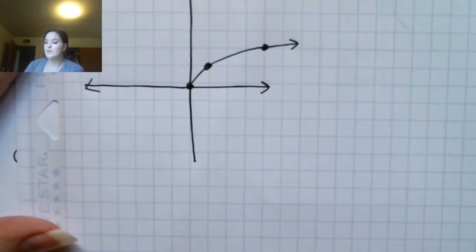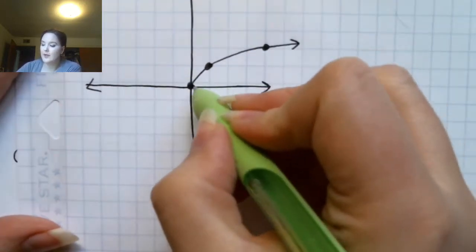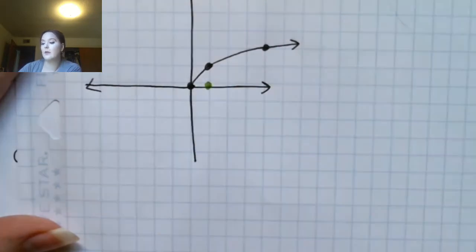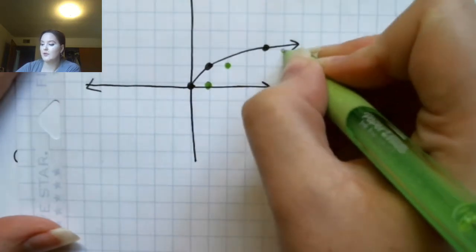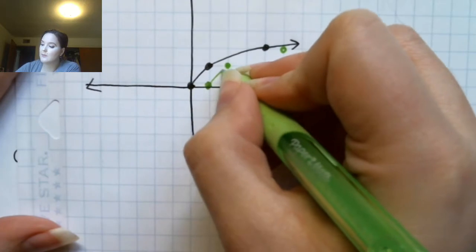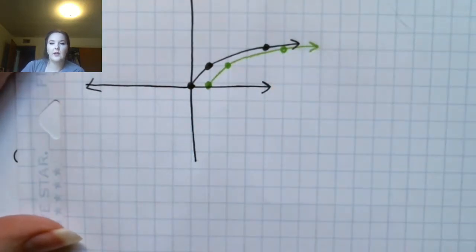Okay, so we are going to move this right 1. So I'm going to take all of my key points and move them right 1. This one's going to move here. This one's going to move here. And this one will move here. And then I'm going to draw it in. Same shape, same size, just shifted to the right.